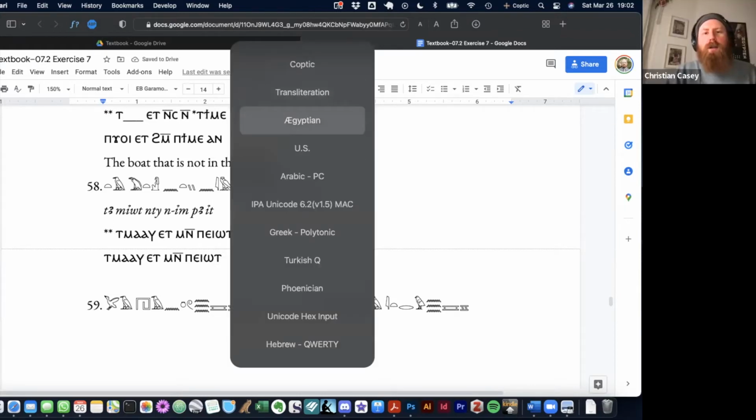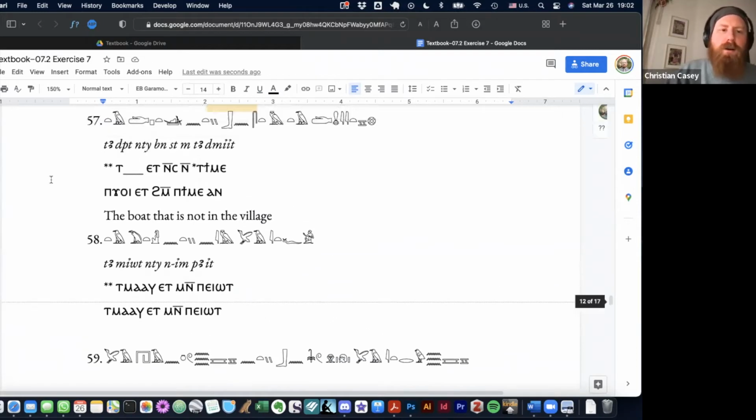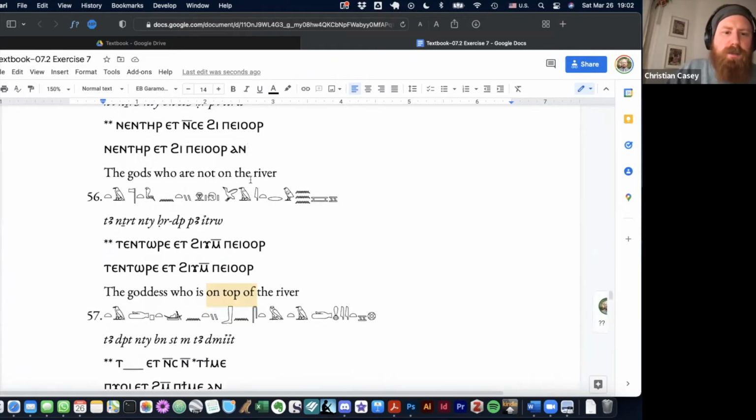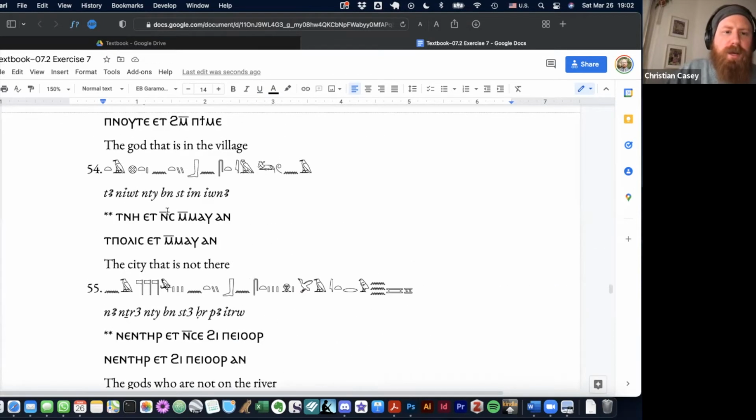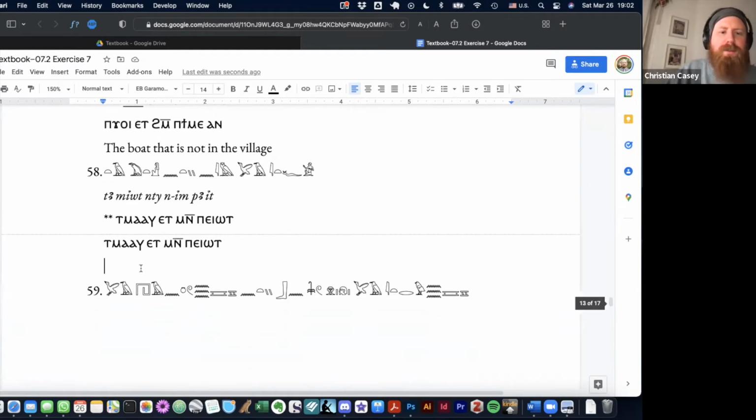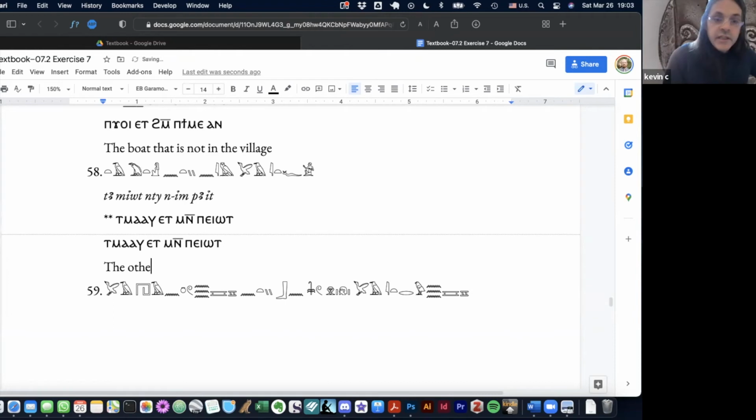We should go through at some point and look at how many of those there are, because it really lends credence to my claim that we can pronounce things as Coptic most of the time. A lot of people kind of balk at that, but look how often the Coptic and Late Egyptian are exactly identical to one another. This language was very stable over this time period. Anyway, okay, what does this mean? The mother who is with the father.